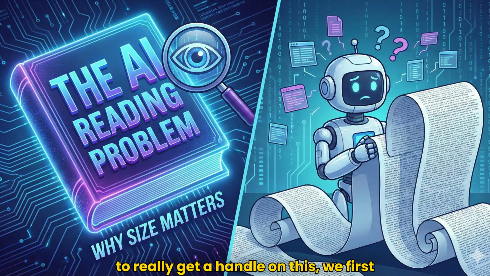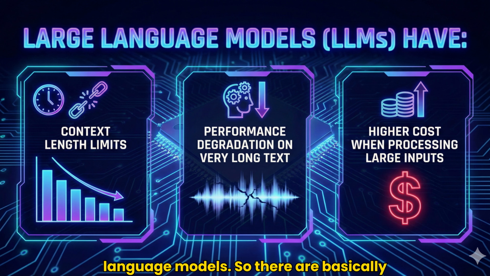Okay, so to really get a handle on this, we first have to understand the why behind the problem. Let's dig into what I call the AI reading problem and look at why size really, really matters for these large language models. So, there are basically three big reasons why LLMs just can't handle massive files. First, they have these really strict context length limits. You literally can't just shove an entire book in there and expect it to work. Second, even if you could, their performance actually gets worse the longer the text is. And finally, and this is a big one, it gets super expensive, super fast to process all that data. These are the hard limits that mean we can't just dump a whole document into a model.